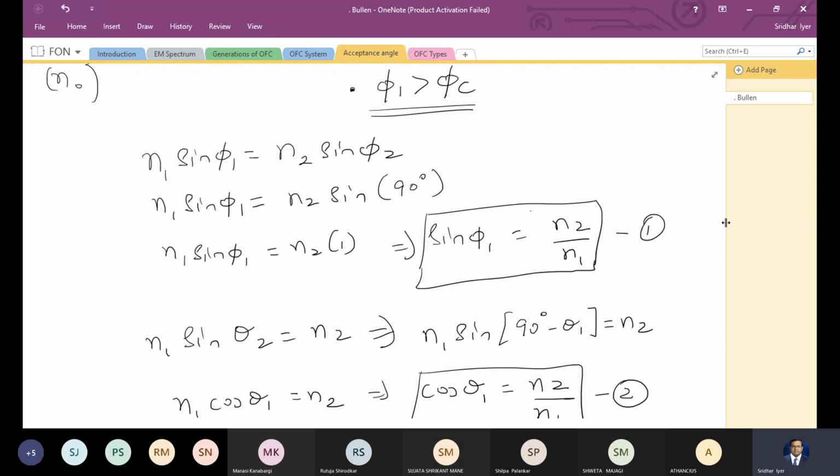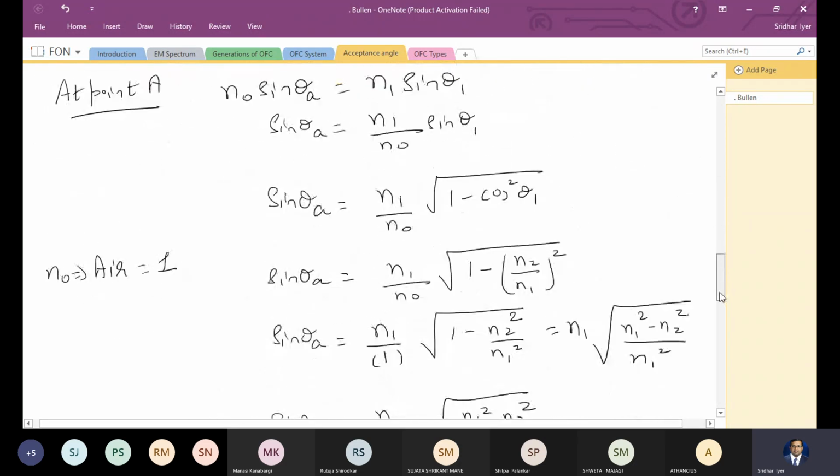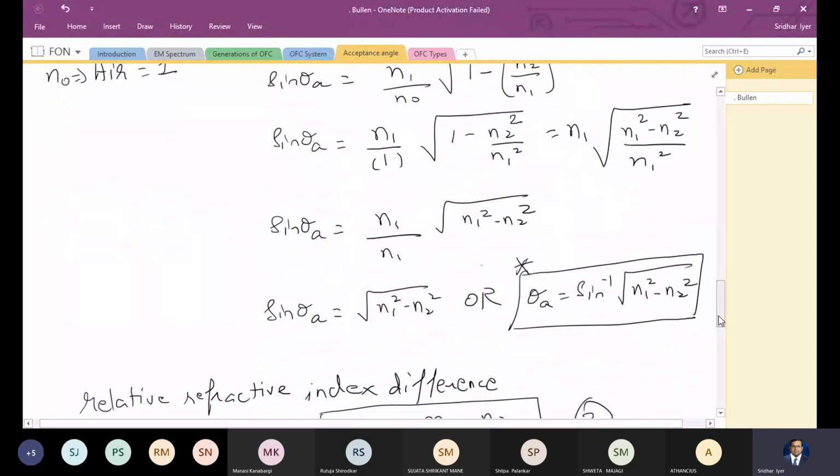Therefore, the incident ray of the light inside the fiber should be shot at such an angle that total internal reflection occurs inside the core, because of which the light stays only inside the core of the fiber. Based on that, we have derived the acceptance angle theta A. And if you see, this theta A is just a function of the refractive indices, that is n1 and n2, right? So this is an important equation which we derived here. Theta A is sine inverse of root n1 square minus n2 square.